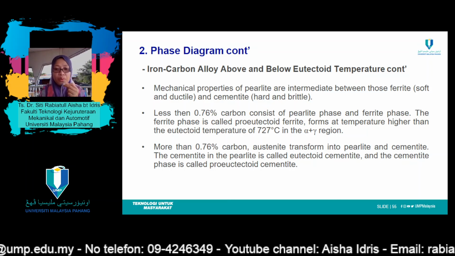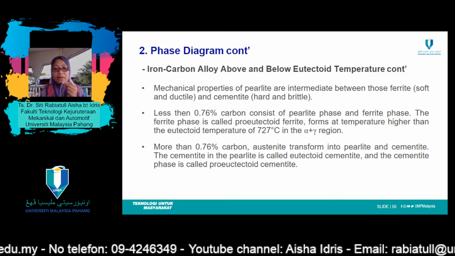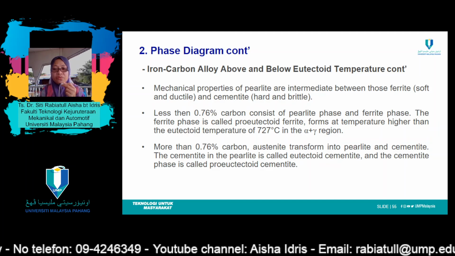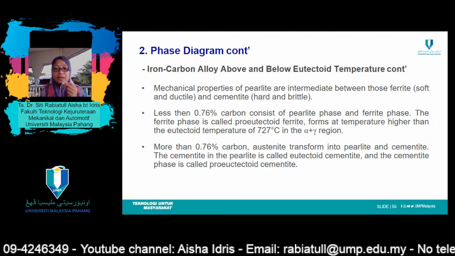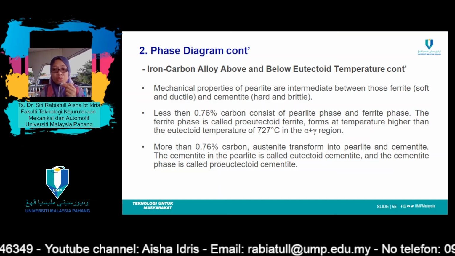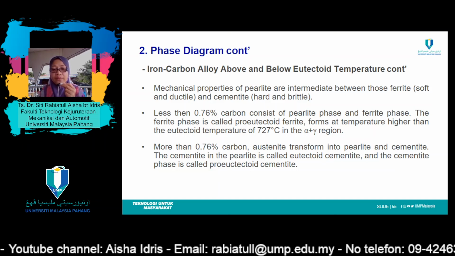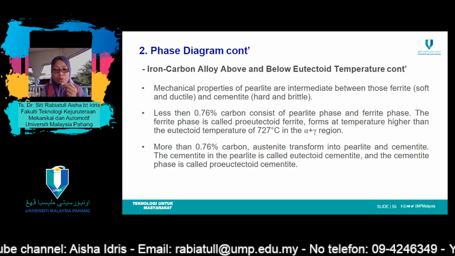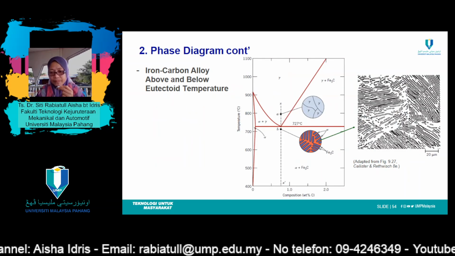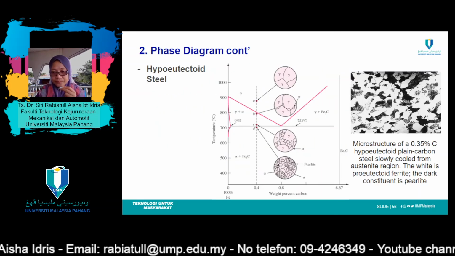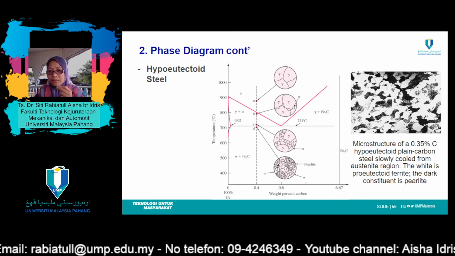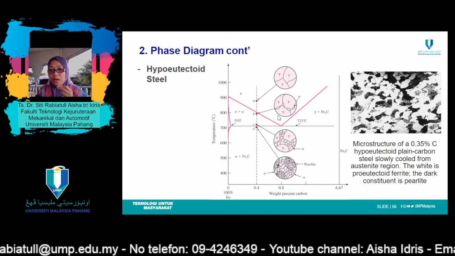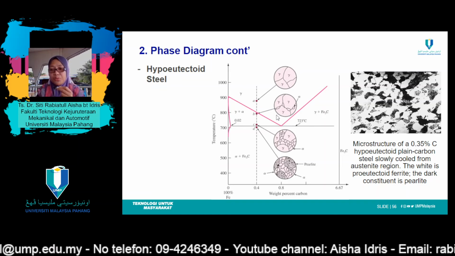And number 3, more than 0.76% carbon, austenite transforms into pearlite and cementite. The cementite in the pearlite is called eutectoid cementite, and the other cementite phase is called proeutectoid cementite. This is the hypoeutectoid steel. This is what was just explained to you.